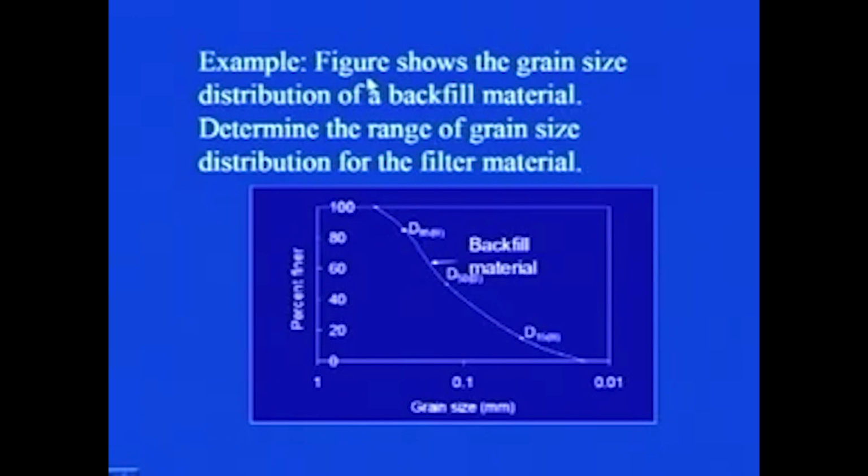So, here I take one problem. The figure shows the grain size distribution of a backfill material; determine the range of grain size distribution of the filter material. You see here this is the grain size in millimeter, this is percentage finer, and this is the grain size distribution of backfill material. This is D15 of B, where B stands for backfill material, D50 of B and then D85 of B.